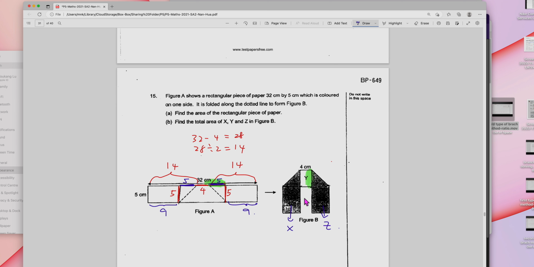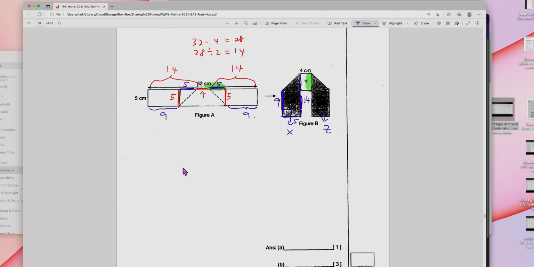For the X, this is 9, right? And this part is 14, right? Then this is 5, right? Okay, so how do we do this? We just take out one of them, then we try to figure it out. So I just withdraw it a little bit. 9, 14, and 5. This is a trapezium.